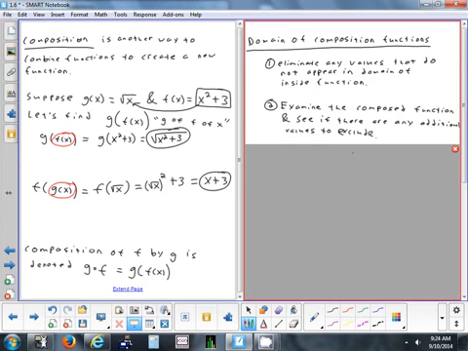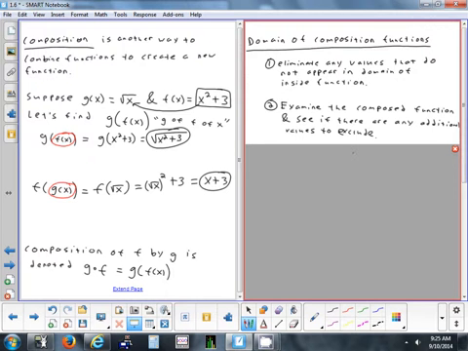Next, you want to look at the final result, the composed function. Now we look at that and we see, are there any additional values that we need to exclude from the domain in the composed function? Well, in the problem we did, no. There are no restrictions on x plus 3.